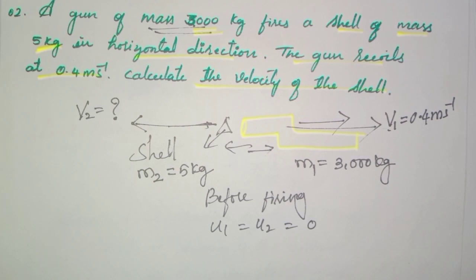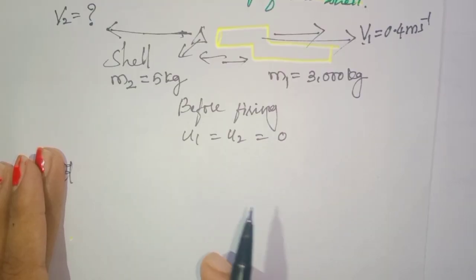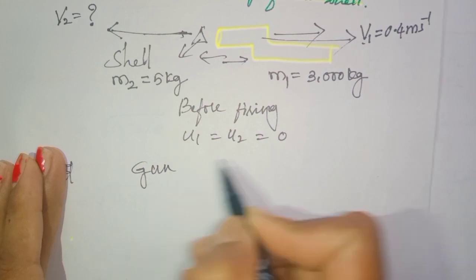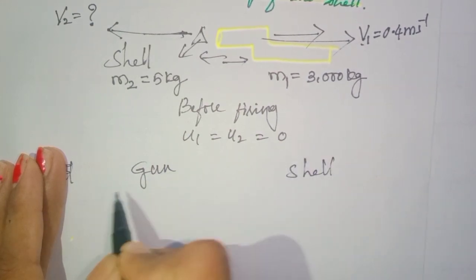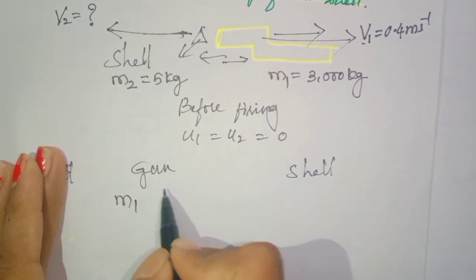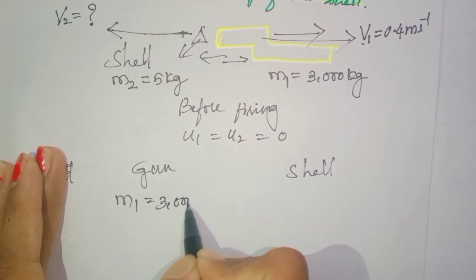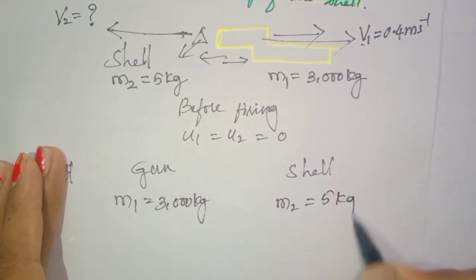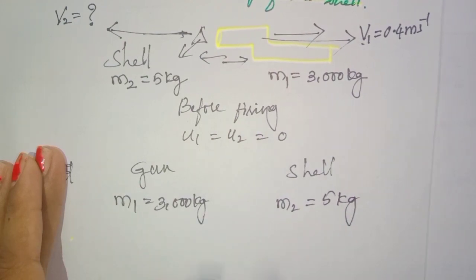Is it clear? In this problem, in another way how we can write the data in case of these two bodies problem, I'll tell you. So now I'll write the data in this form here. So gun and shell. Mass of the gun is taken as M1, which is 3000 kg. And mass of the shell is taken as M2, which is 5 kg. Both the initial velocities of gun and shell is 0.